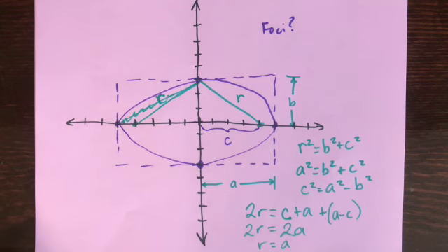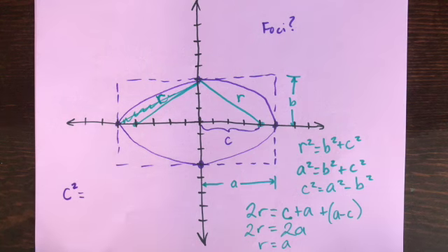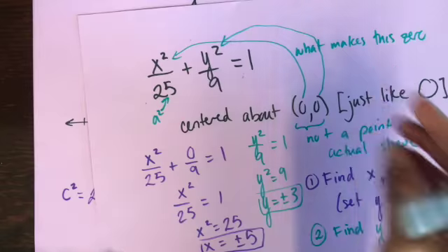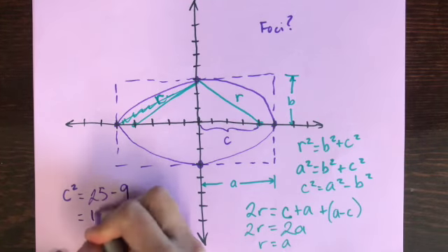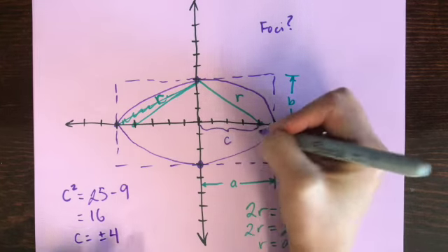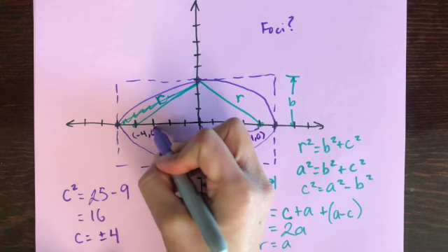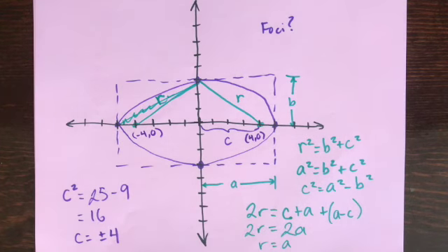Okay, so in order to find C squared, I'll just plug those two numbers in. C squared is equal to 25 minus 9. Those are the two bases that I saw. It's always going to be the big base minus the small base, okay? And you can kind of think of that in those general terms. So therefore, C is going to be equal to plus or minus 4, okay? Which means that my foci are located at (4, 0) and (-4, 0).